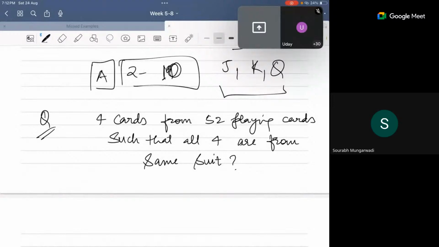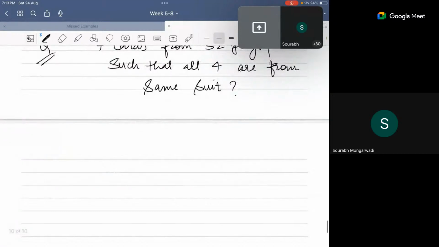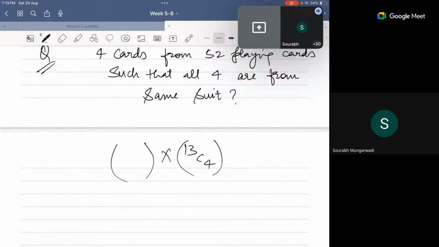4 into 13C4, correct. How did you do that? We have 13 cards for every suit, so 13C4, and that multiplied by 4, or let us say 4C1. Any person having any doubt in this?